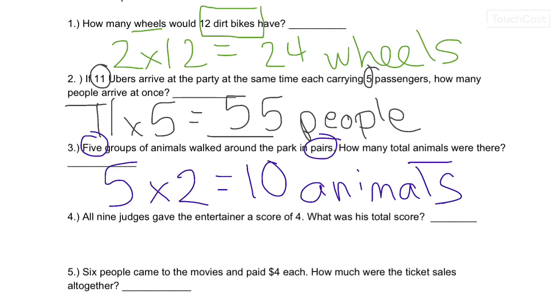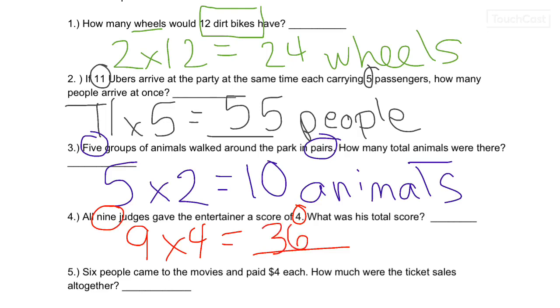Number 4, all 9 judges gave the entertainer a score of 4. What was his total score? So we have 9 judges. Each of them gave that person a 4. So we're going to do 9 times 4. We haven't done our 9s, so we're going to do 4 times 9. 4, 8, 12, 16, 20, 24, 28, 32, 36. Stop. 36 what was his total score?